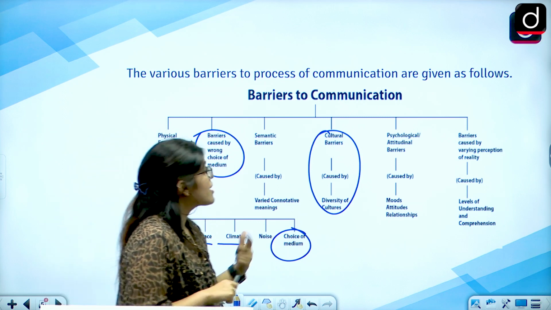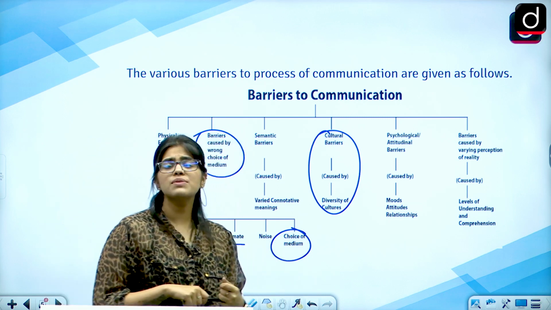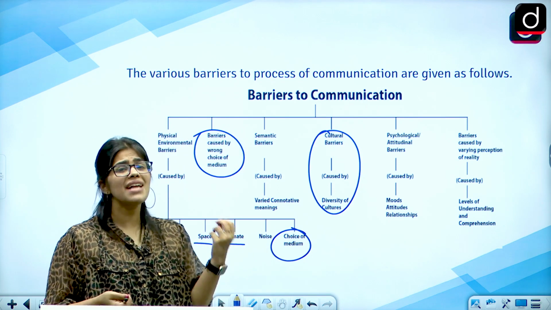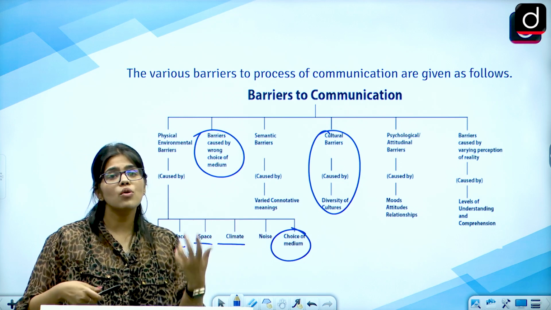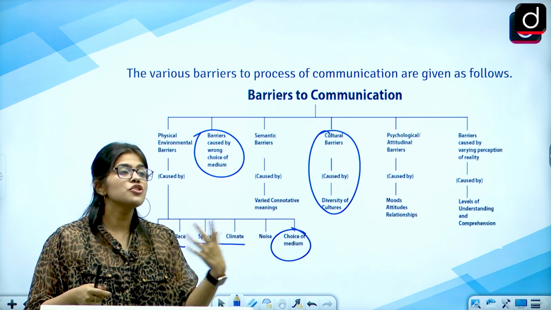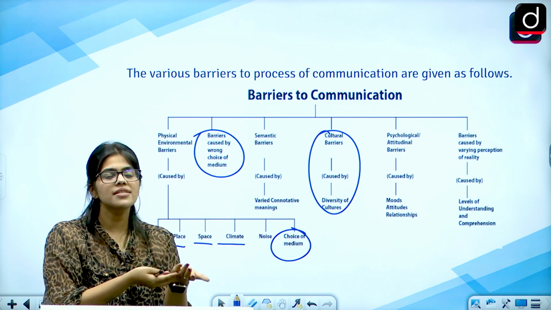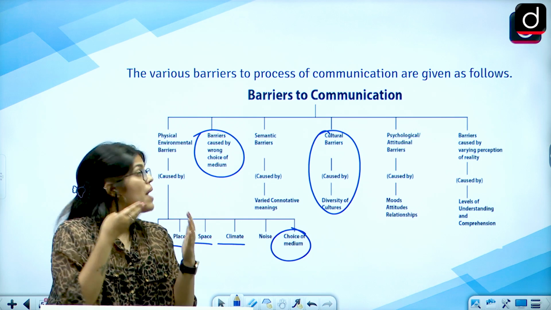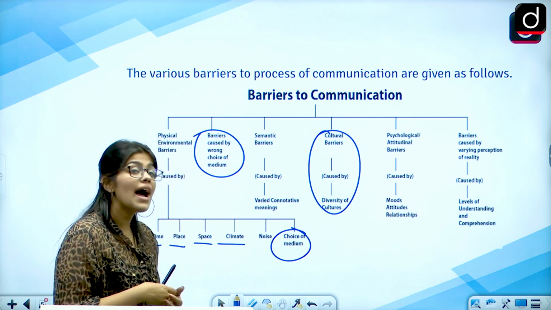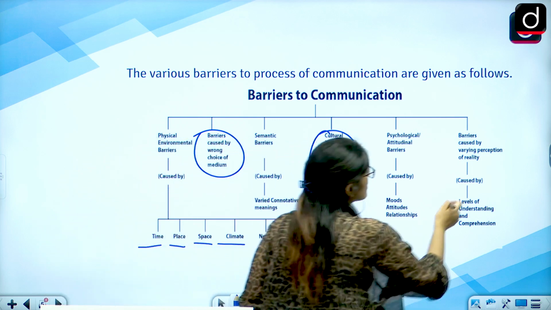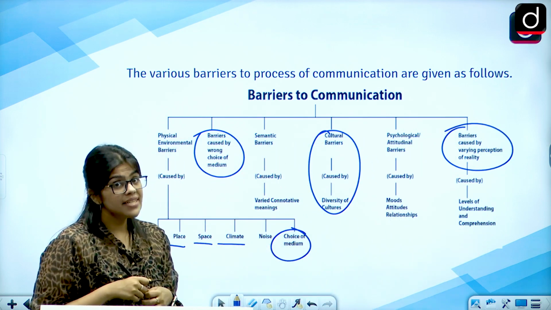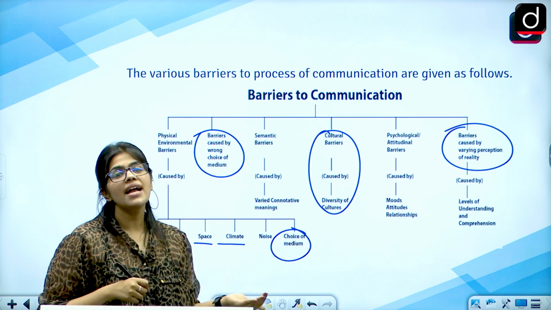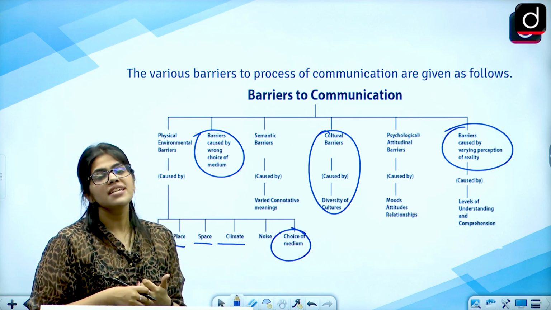Then there are some psychological or attitudinal problems, which are because of the mood of a person, attitude, or maybe the relationship with the other person. Maybe your mother scolded you today. Because of this, you are not talking properly to your friends. So this becomes a barrier, that is the psychological or attitudinal barrier. Then come the barriers caused by various perceptions of reality. Maybe the levels of understanding and comprehension are different, right?